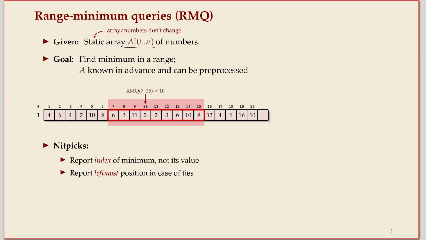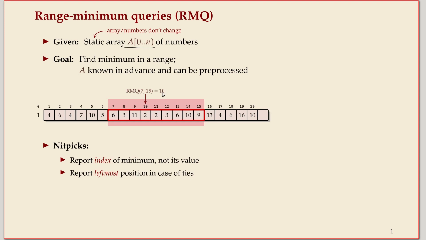And what you would like to do with this is, given a range like this one, going from 7 to 15, you would like to find where in that range is the smallest element. So there's one number here, number 2, which is smaller than the others. There's a tie, which we'll come back to, and you report the position of this minimum.